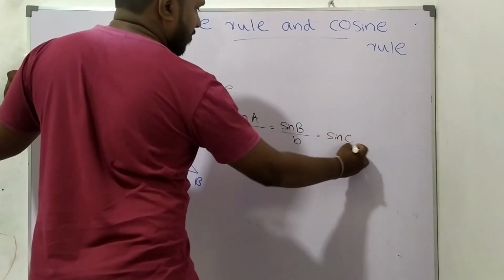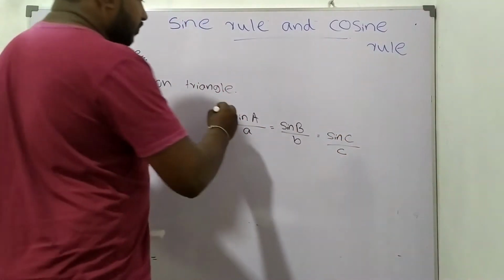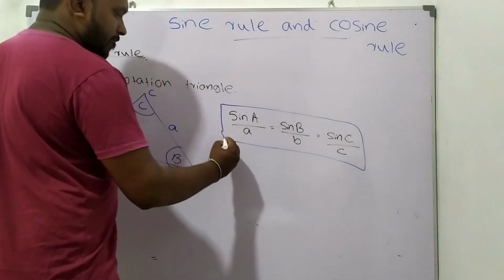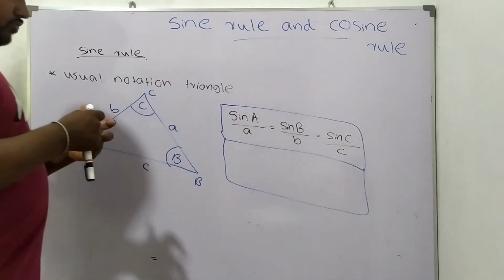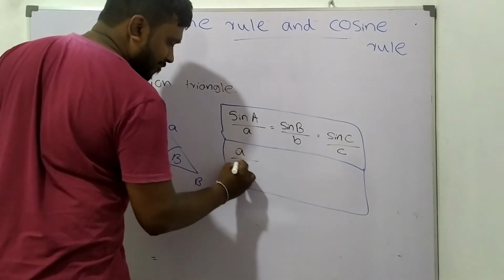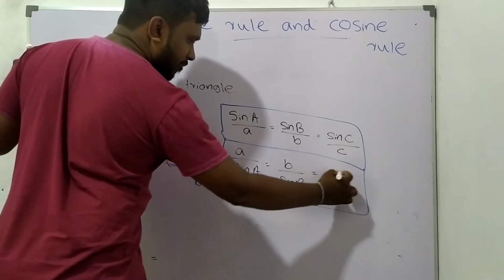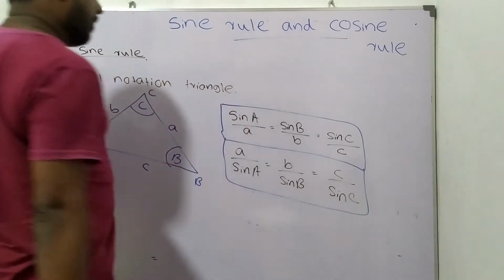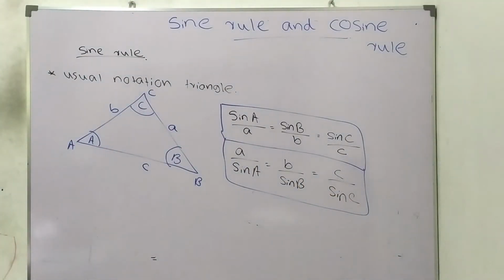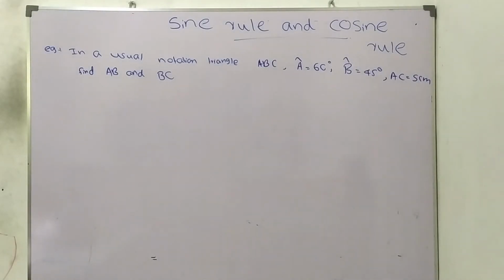So what is the sine rule? The sine rule means all the sides of the triangle are directly proportional to the sine value of the opposite angle. a over sine A equals b over sine B equals c over sine C. Similarly, you can write it as sine A over a, sine B over b, sine C over c, right? So this is the sine rule. Let's see how to apply this rule.